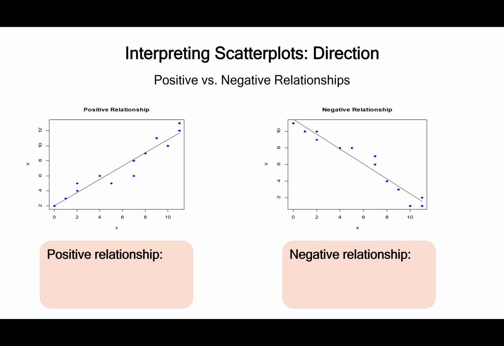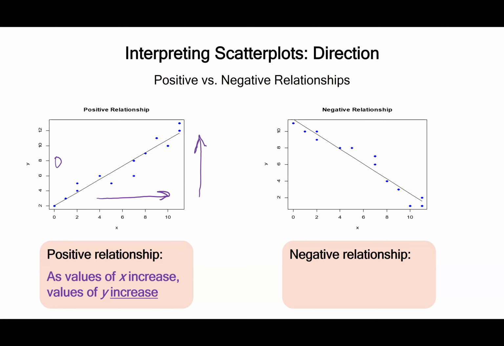So starting off, we're going to look at direction. So positive versus negative. Think of it in English, we tend to read from left to right. So as x increases, if the values of y go up. If I had a little stick figure person and they're walking from left to right, if they're going uphill, that's a positive relationship.